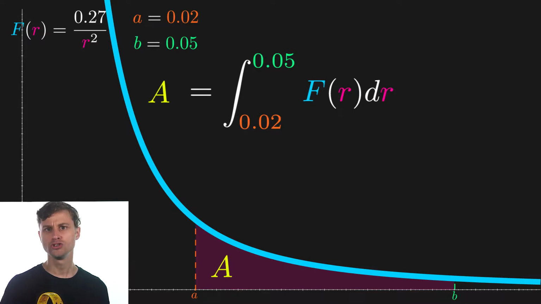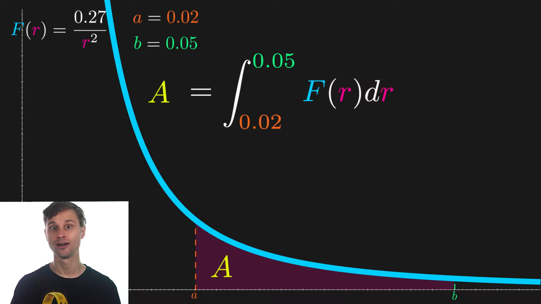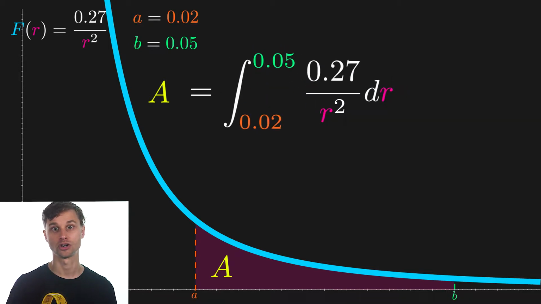Now, you'll see we're using a somewhat different variable of integration here, r instead of x or t, but that doesn't really matter. Our function f is in terms of r, and our variable of integration is also r, so they work together nicely. Replacing our definition of f of r into this function, we get the area is equal to the integral from 0.02 to 0.05 of 0.27 over r squared dr.